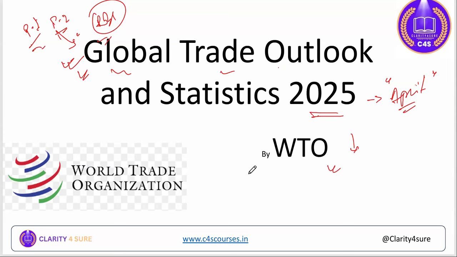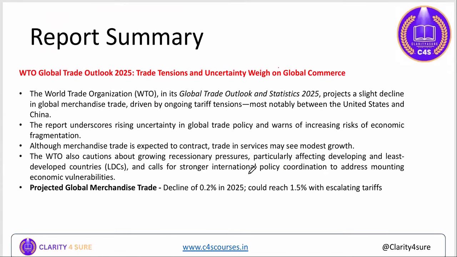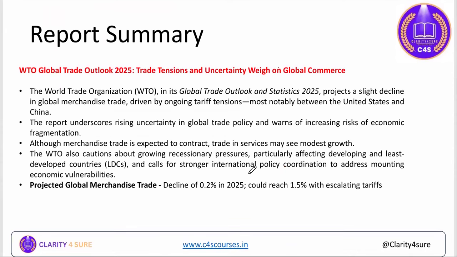All right. Now, coming to the first point, the slide regarding the report summary. WTO Trade Outlook Report 2025. The report summary highlights the trade tensions prevailing across the globe, basically the trade tension between USA and China. We are seeing a trade war between these two major economies, right? So what are the impacts, and how is it going to impact the overall trade scenario of the globe? That has been highlighted in this report.